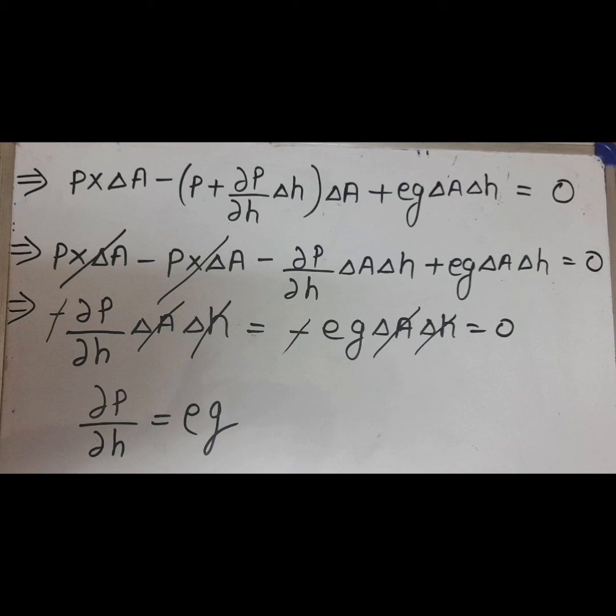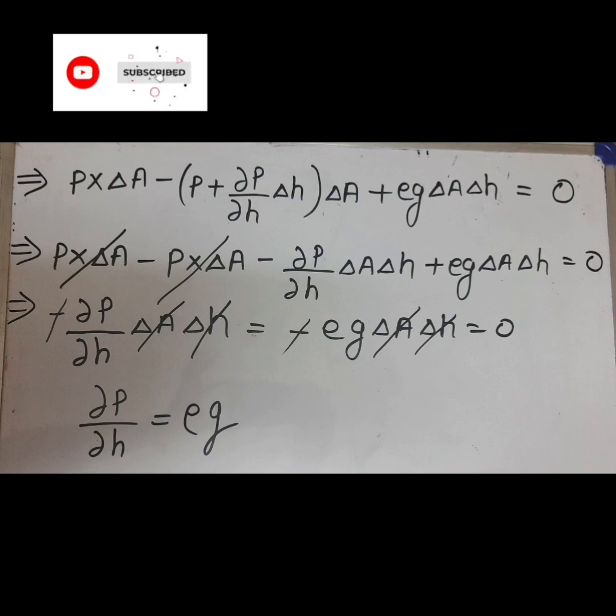What is rho G? Rho G is the specific weight of a fluid. So what is the hydrostatic law saying? When you are going in the downward direction, the change in pressure with respect to height is equal to the specific weight of the fluid at that point.